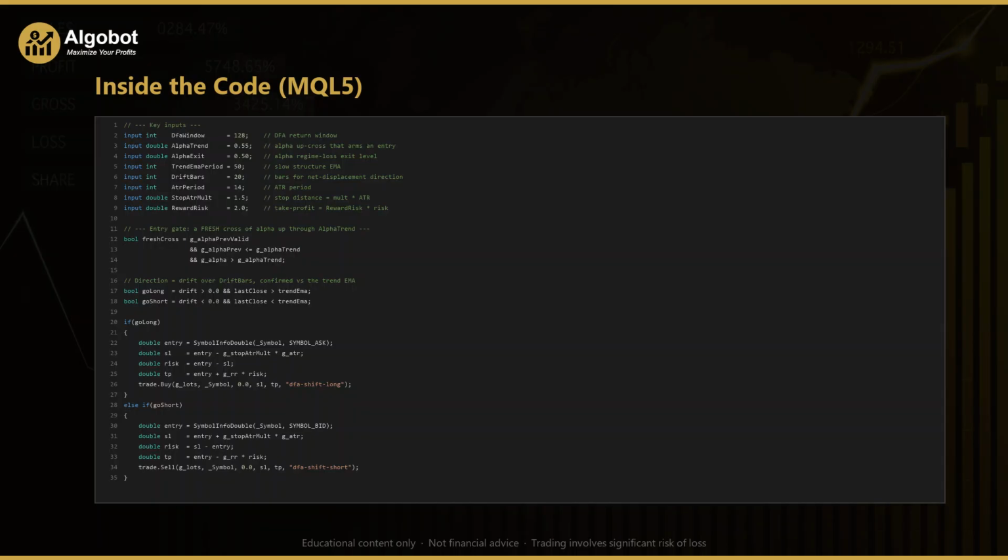Below that, the code sets two direction flags. Go long is true when drift is positive and the last close is above the trend EMA. Go short is true when drift is negative and the last close is below the trend EMA.